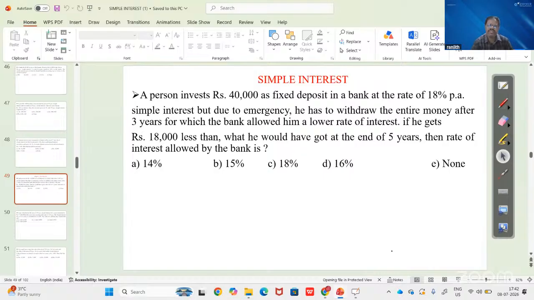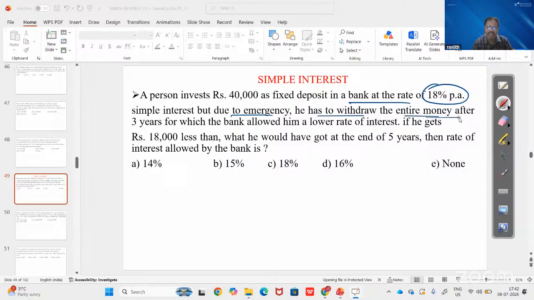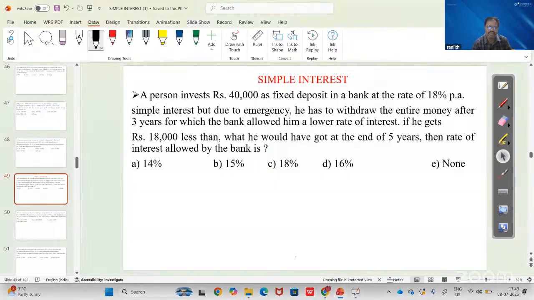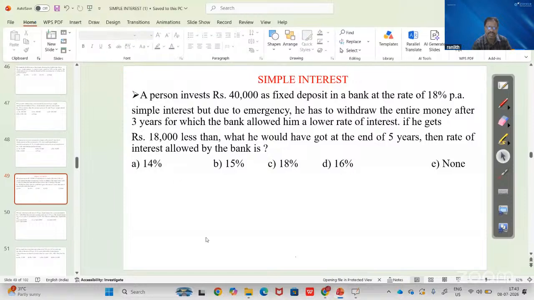A person invested 40,000 rupees as fixed deposit in a bank at 18% per annum simple interest, but due to an emergency he has to withdraw the entire money after 3 years, for which the bank allowed him a lower rate of interest. If he gets 18,000 less than what he would have got at the end of 5 years, then the rate of interest allowed by the bank is? Generally the bank is giving 18 percentage per annum throughout all the years for 5 years. But he invested only for 3 years. After 3 years, he withdrew.